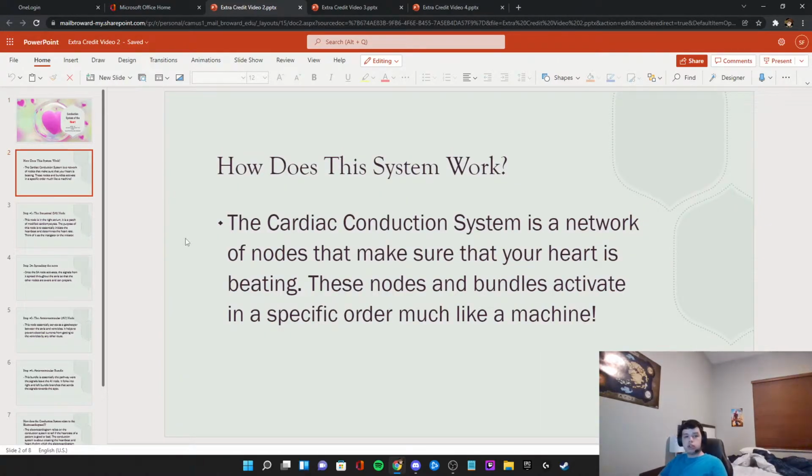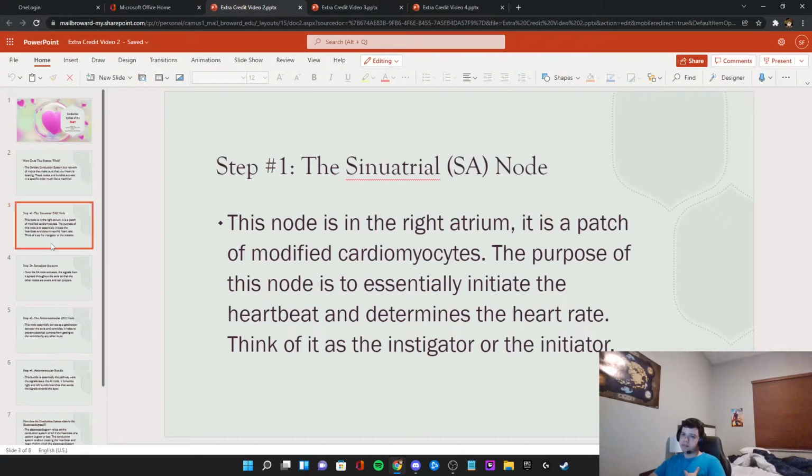So the cardiac conduction system is pretty much a network of nodes that is involved with your heartbeat, right? So these nodes and bundles activate in a specific order, just like a machine, to help regulate your heartbeat and your heart rhythm for your body, right?